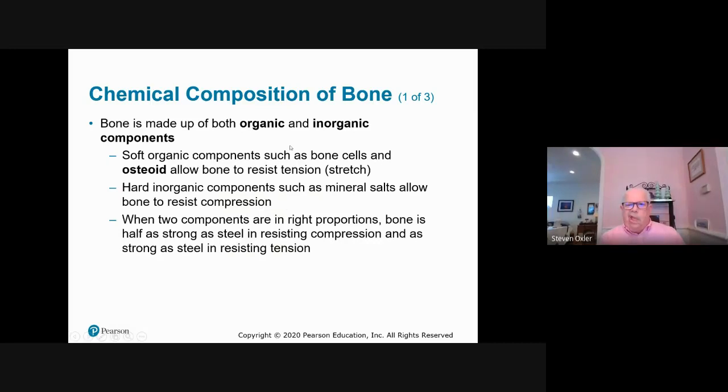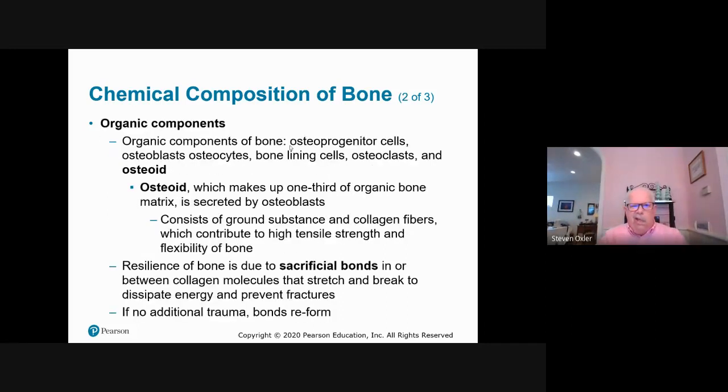Which mineral do you think we add to bone to make it hard? Anybody? Calcium? Yeah, calcium. Calcium is the most abundant mineral in your body, okay, because it's in all bones, and bones make up the majority of weight in your body. So calcium is basically the inorganic component of bone. There are other things, and we'll talk about the other things, but that's important, okay?